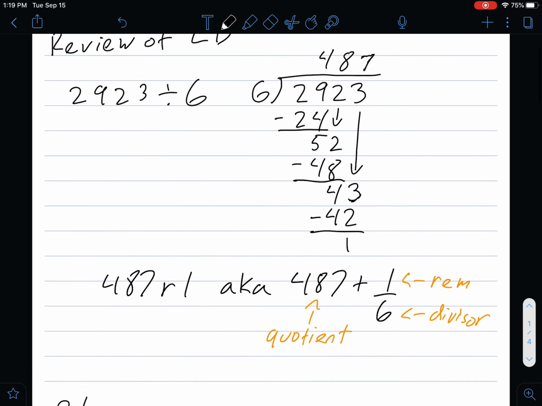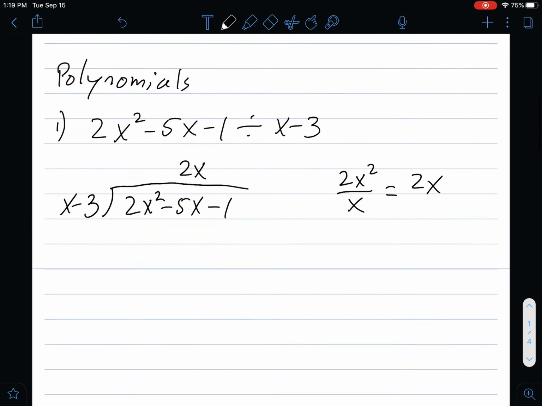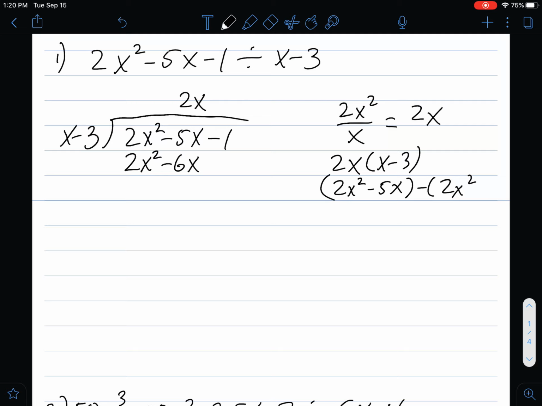Now the next step was to multiply. We multiplied 4 times 6. So now we're going to multiply 2x times x minus 3. Sorry about that, I tried it again, and it didn't work. 2x times x minus 3 is going to become 2x squared minus 6x.